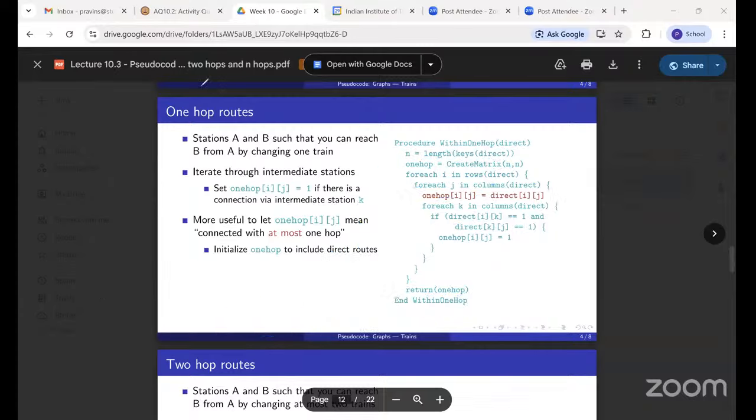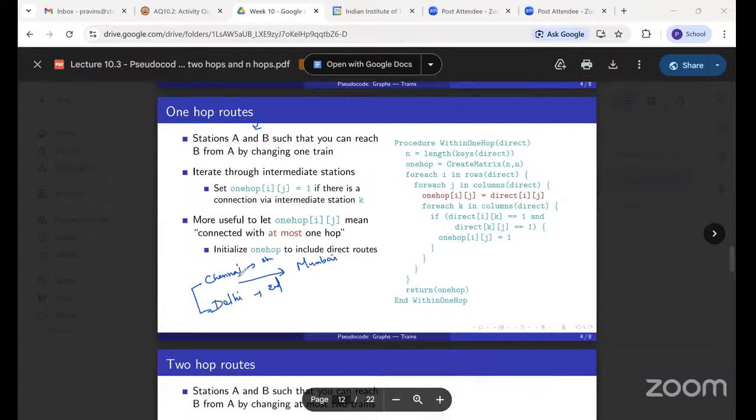Okay. So let's come to the concept of one-stop routes. What is meant by one-stop routes? Take one stop at a time. So if I want to reach Chennai to Delhi, this is my starting station, this is my ending station I want to reach. So if there is a direct train, fine. But if there is no direct train, I should reach an intermediate station, which I can call Mumbai.